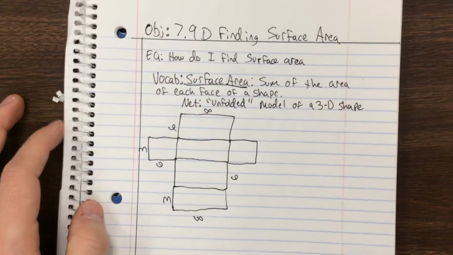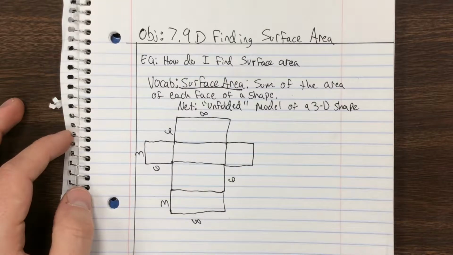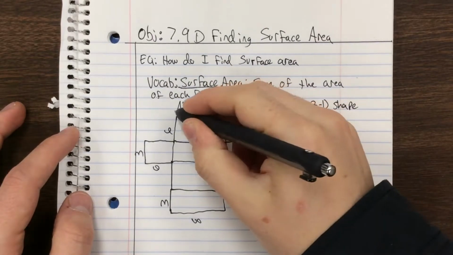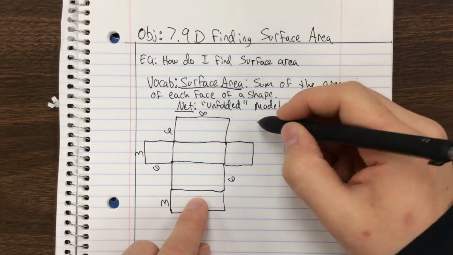A couple of vocab words we're going to go over is surface area. That's the sum of the area of each face of the shape. And a net is an unfolded model of a 3D shape. So this right here is a net.